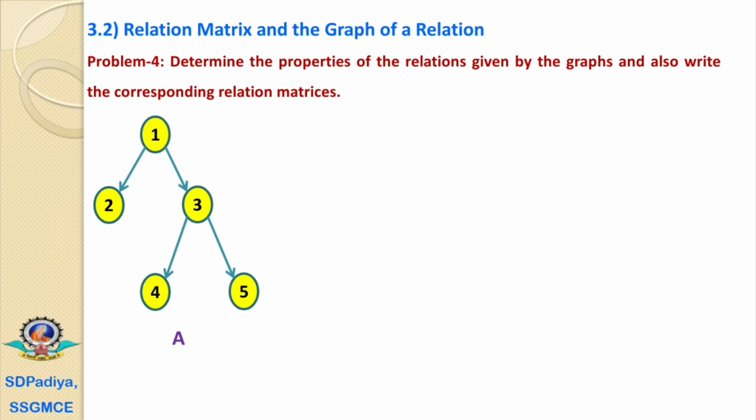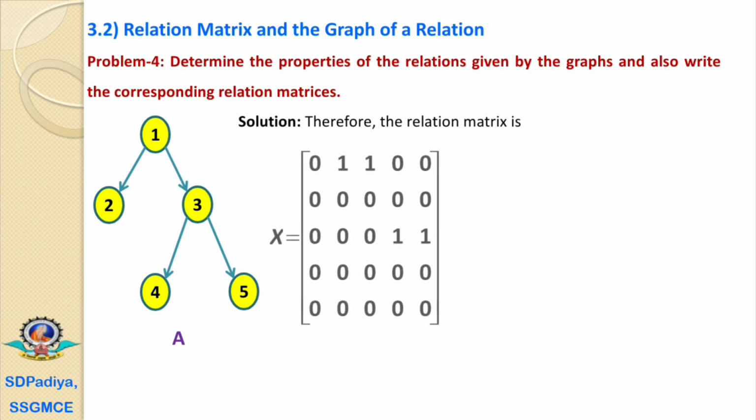In the last, the problem statement is to determine the properties of the relations given by the graphs and also write the corresponding relation matrices. Now the first problem is A. The 5 nodes are there, 1, 2, 3, 4, 5. Now the relation matrix will be of the order 5 by 5, with 5 columns and 5 rows.